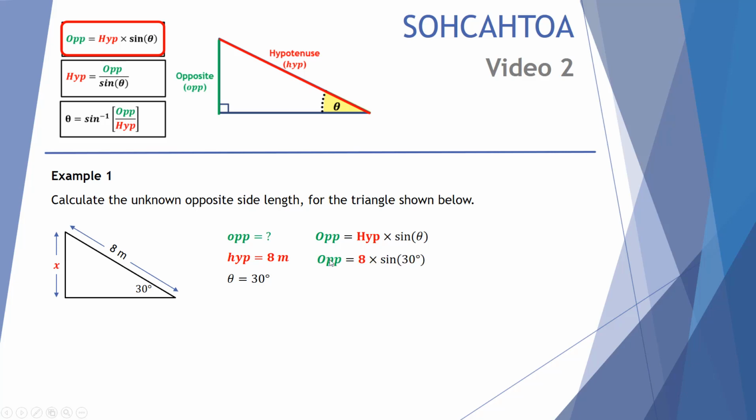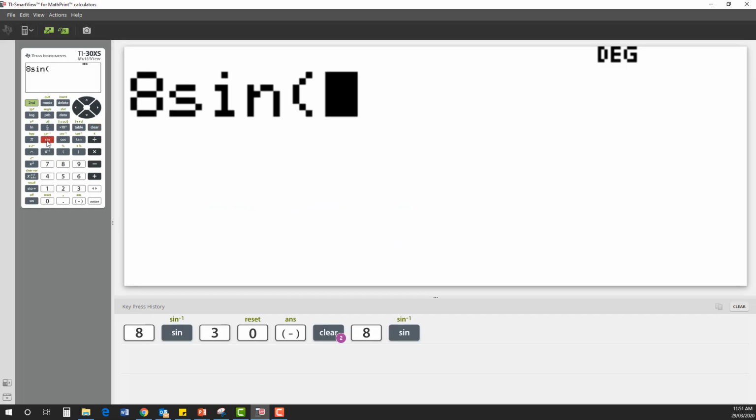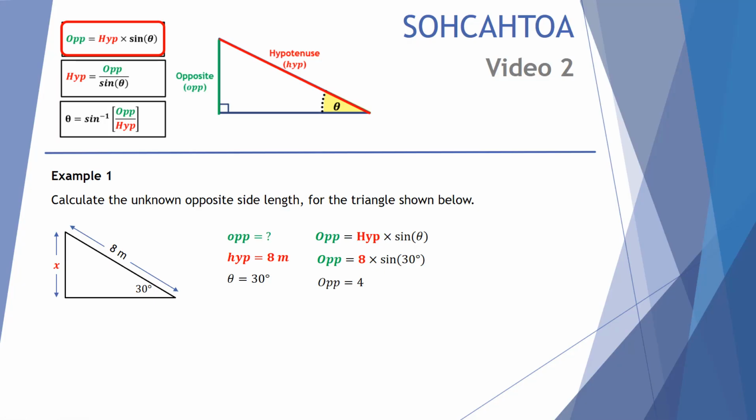Let's choose that and substitute our values in. So opposite is our unknown, it stays as just opposite. Hypotenuse is a value of 8 and the theta has a value of 30 degrees. Let's now place this in our calculator to find our solution. Okay, so we want 8 times the sine of 30. That gives us a value of 4. Okay, so the opposite is equal to 4. The unknown opposite side length for the above triangle is 4 meters.